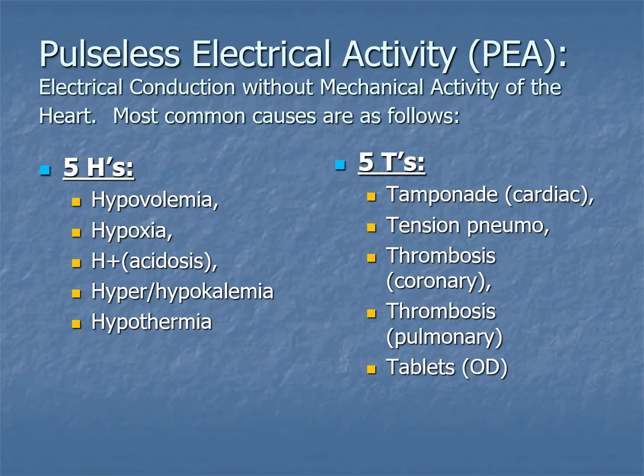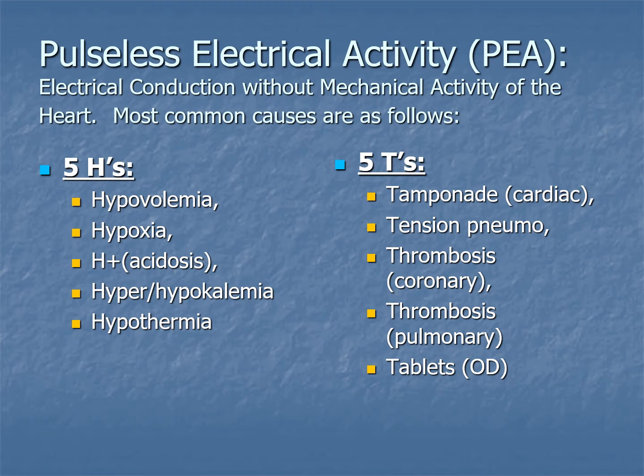So let's take a look at pulseless electrical activity, or PEA. In the preceding slide, we looked at asystole, where there was no measurable, if you will, electrical activity. In PEA, you have measurable conducting going on, and it's measurable via a rhythm strip on the ECG or EKG, but you do not have a pulse. You do not have mechanical activity of the heart.